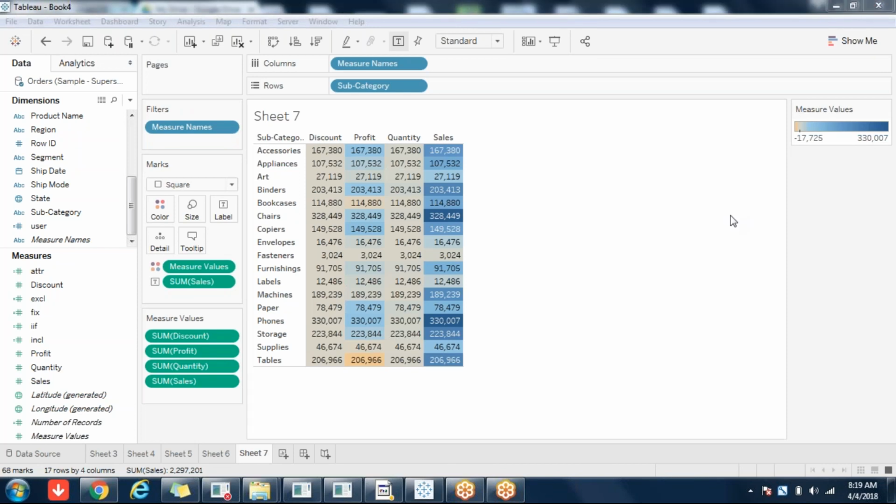Sales and profit are highlighted, right? Highest sales. Good. Keep going. And highest profit. Good that someone started.